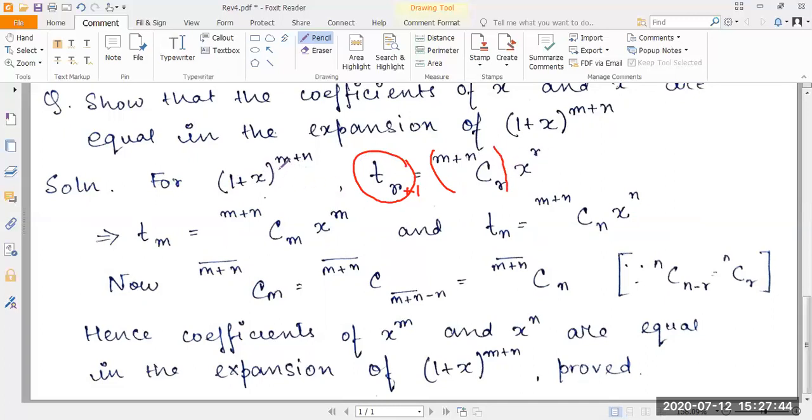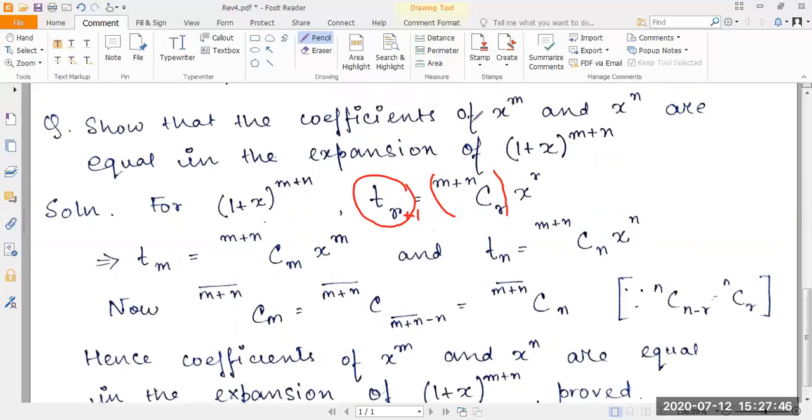Now they have asked me to find the coefficients of x to the power m and x to the power n in the expansion of (1 + x) to the power m + n. So you see, if we consider the term T(r+1), then we get the exponent of x to be r.